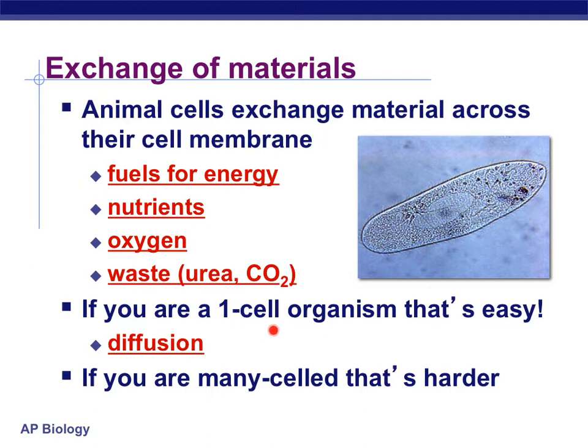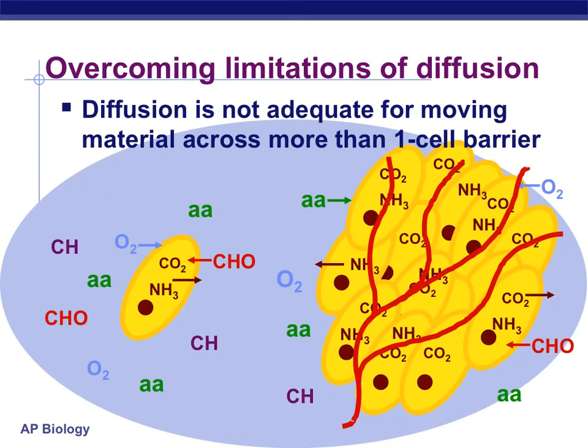So if you're a single-celled organism, like this paramecium, that's pretty simple. Remember the process of diffusion. Things move from where there's more of them to where there's less of them. If there are nutrient molecules on the outside of the cell, they will diffuse inside. If you have many cells, that's harder to get everywhere that you need to get. So there are limitations of simple diffusion.